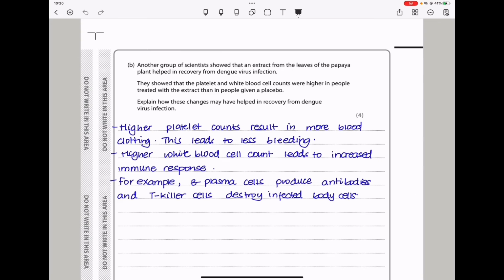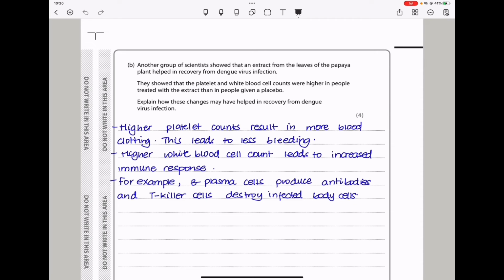In part B, another group of scientists showed that an extract from the leaves of the papaya plant helped in recovery from dengue virus infection. They showed that the platelet and white blood cell counts were higher in people treated with the extract than in people given a placebo. Explain how these changes may have helped in recovery from dengue virus infection.